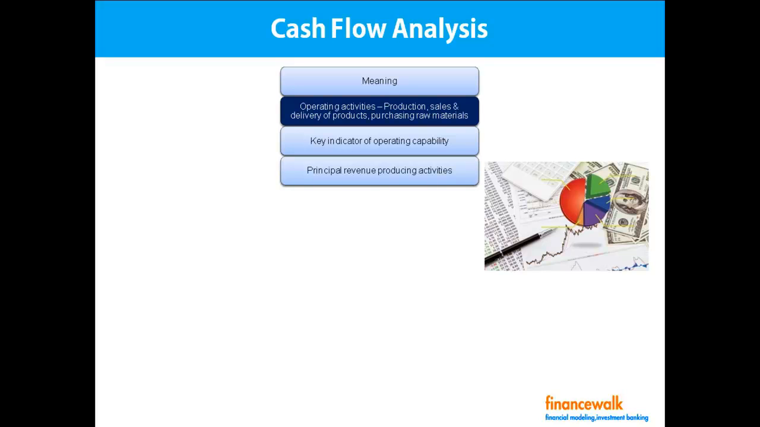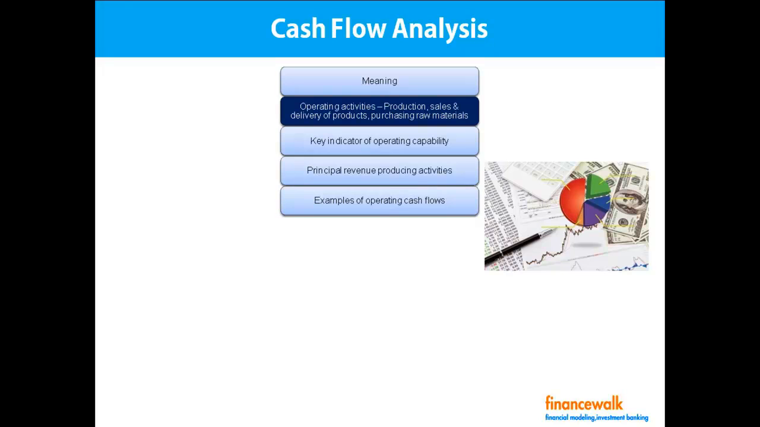Cash flows from operating activities are primarily derived from the principal revenue producing activities of the enterprise. I repeat, cash flows from operating activities are primarily derived from the principal revenue producing activities of the enterprise. Therefore, they generally result from the transactions and other events that enter into the determination of net profit or loss.